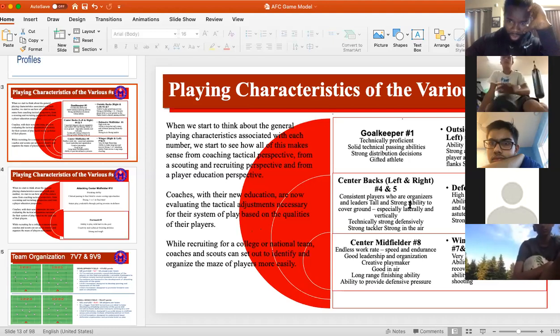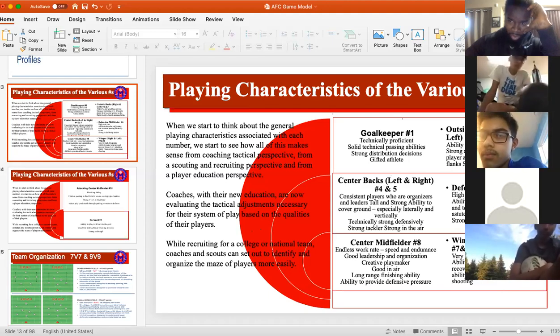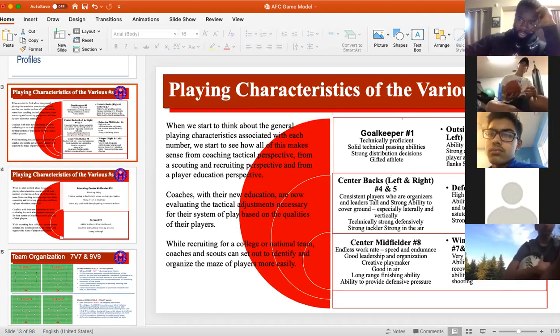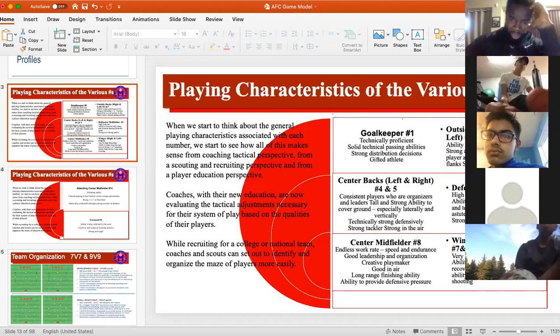So when you look at it here, no goalkeeper in this group now, but for a left back and a right back, you should have the ability to play long ball. You should be strong defending in a 1v1 situation. You should have speed. You should be able to recover ground quickly, go up and down the flanks. You should have technical passing abilities.